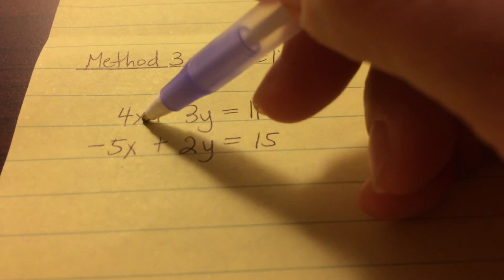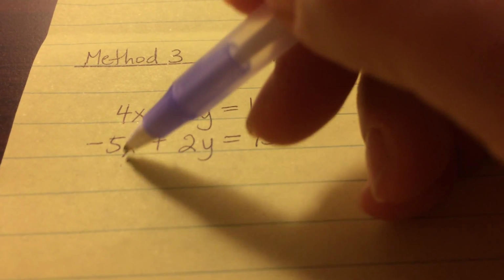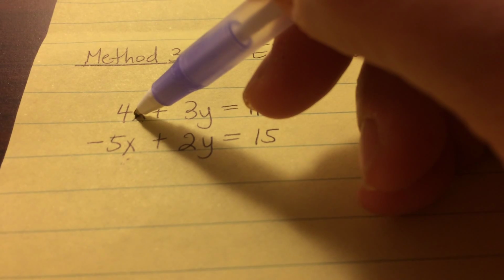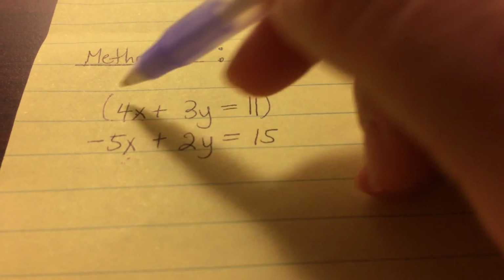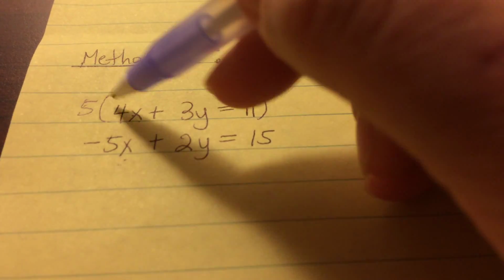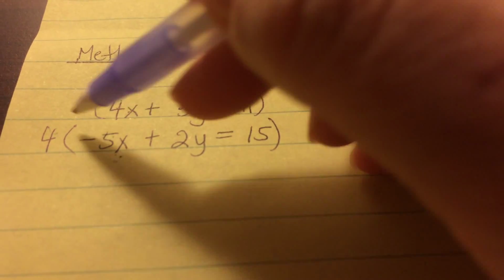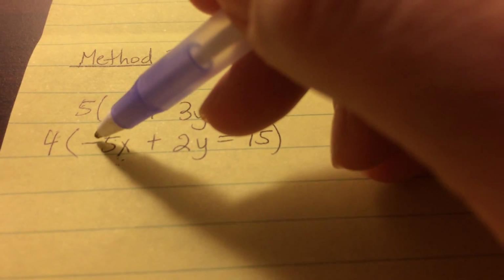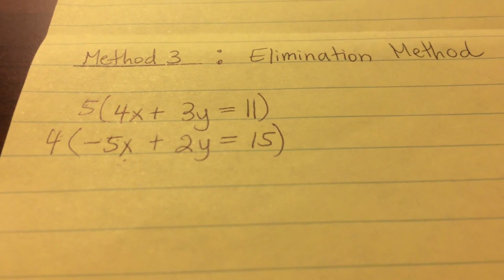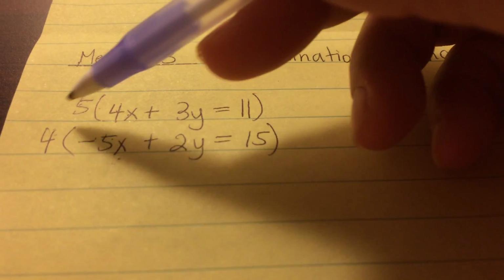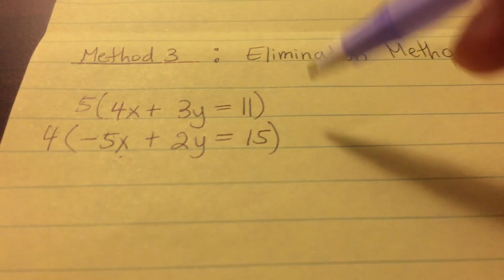What I'm looking for is the lowest common number between them, right? The lowest common number between 4 and 5 is going to be 20. So that means I need to multiply everything on this side by 5 to give me that 20 right there, and then I multiply everything on this side by 4 to give me that 20 right there. Now, you will have a -20, which is fine, because that's what you want to do, get rid of it.